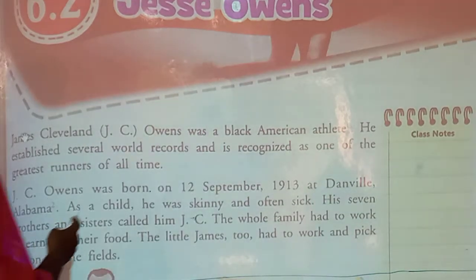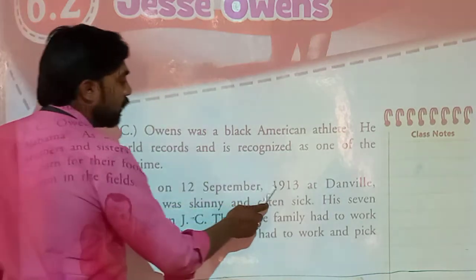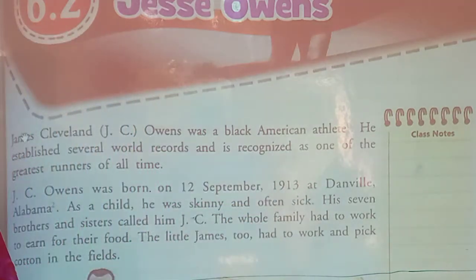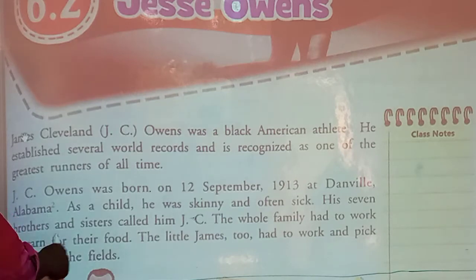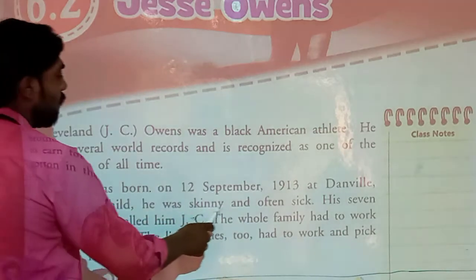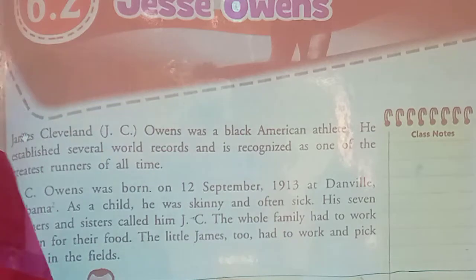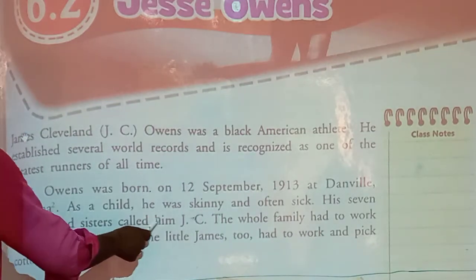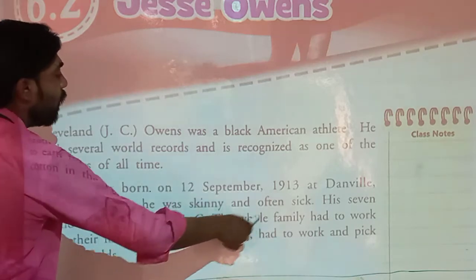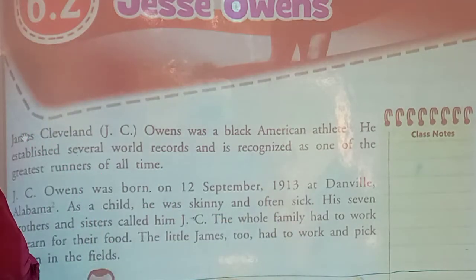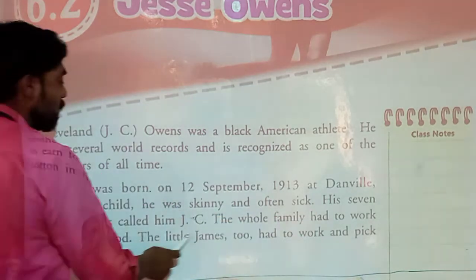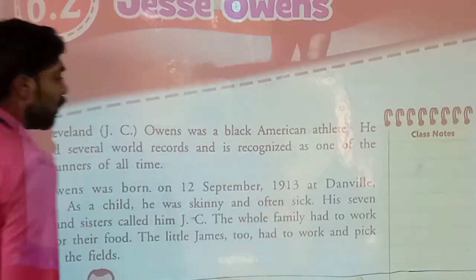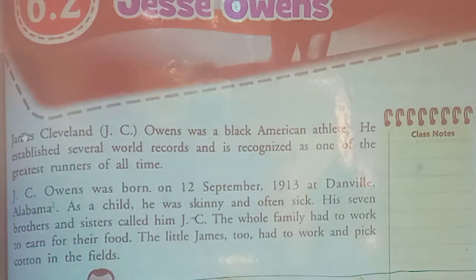J.C. Owens was born on 12 September 1913 at Danville, Alabama. As a child, he was skinny and often sick. His 7 brothers and sisters called him J.C. The whole family had to work to earn for their food, and little James too had to work and pick cotton in the fields.